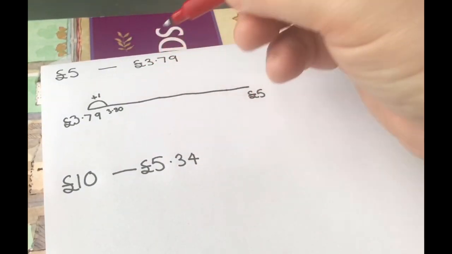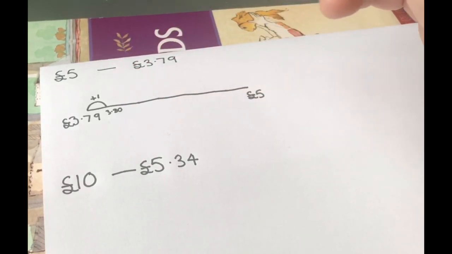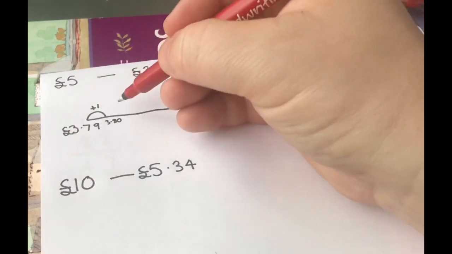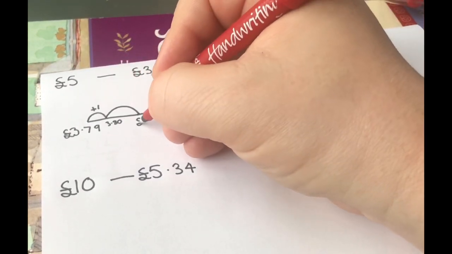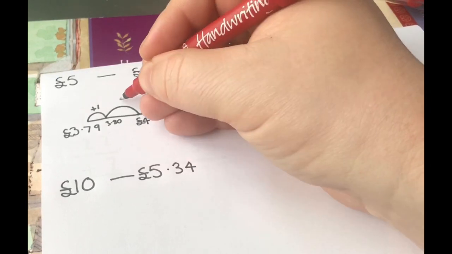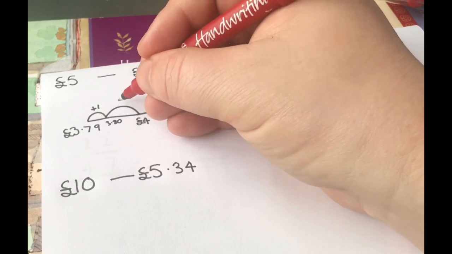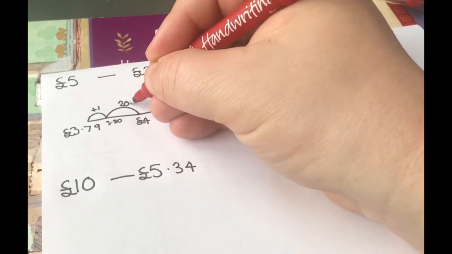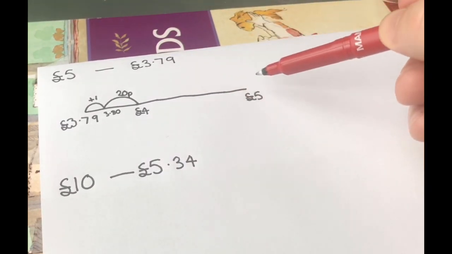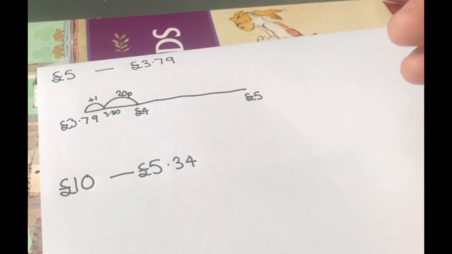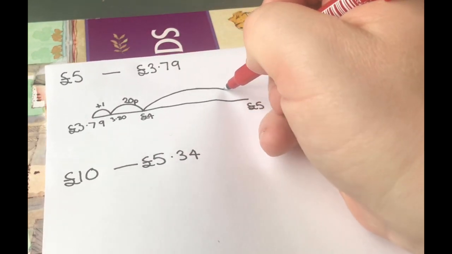Then when I'm at £3.80, I can then jump to the next pound. What would the next pound be? That's correct. The next pound would be £4. And how much did I add on here? I did a jump of, that's correct, 20p. So now, from £4 to £5, how many pounds is that, please? Well done. That's a jump of just £1.